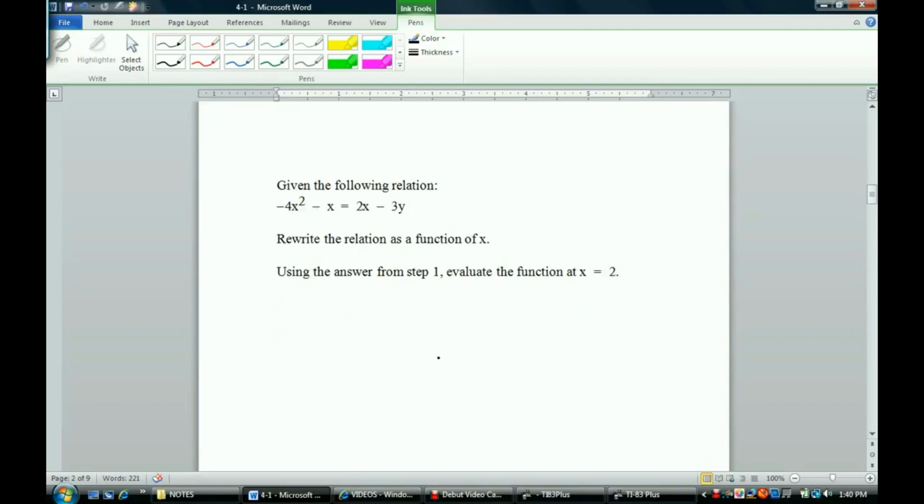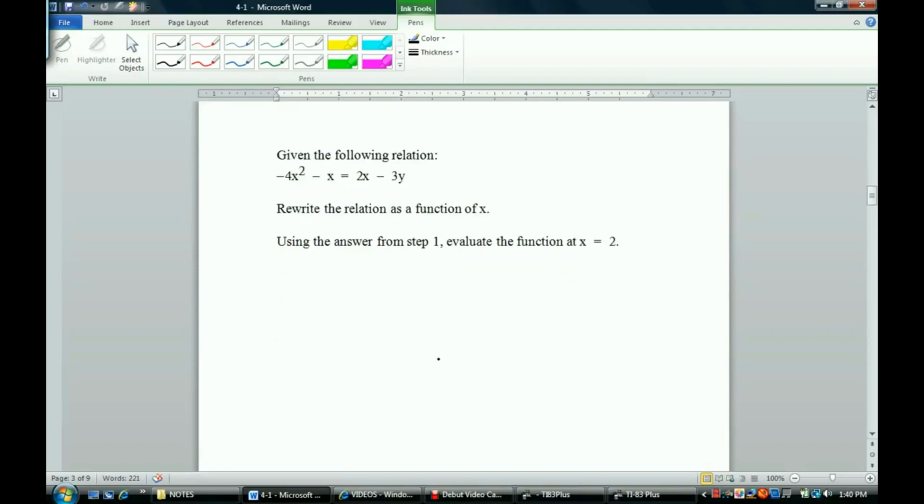Now this next question, or example, actually is from the Hawk system.